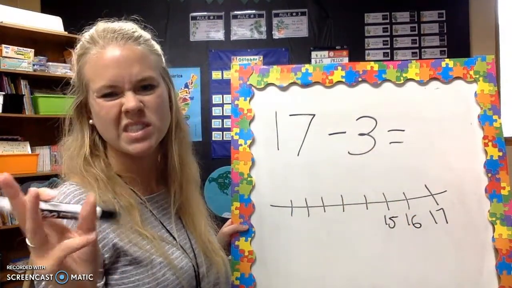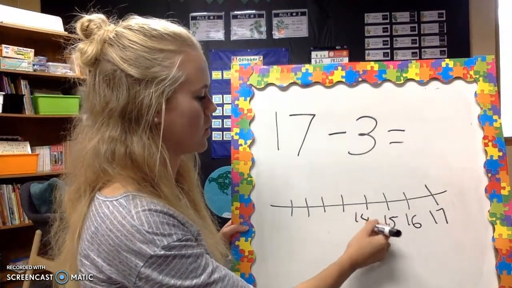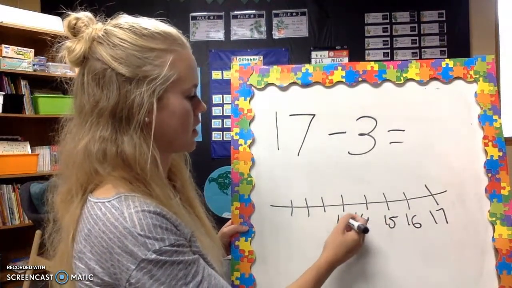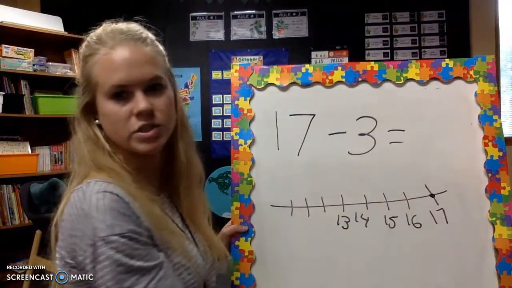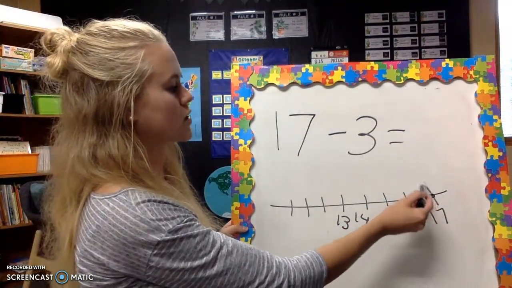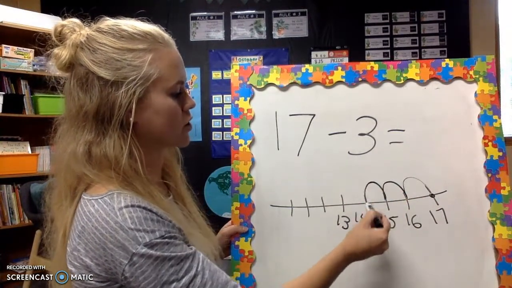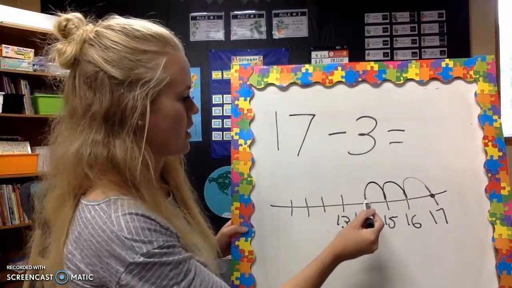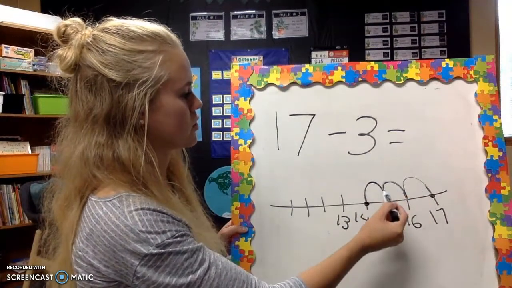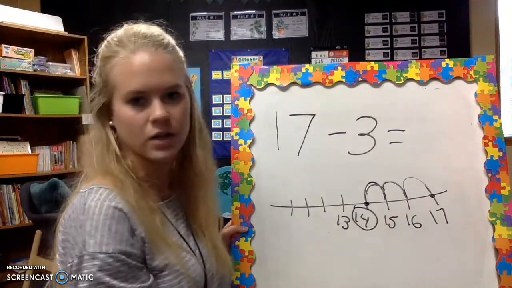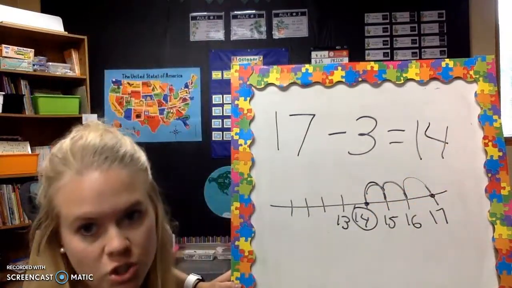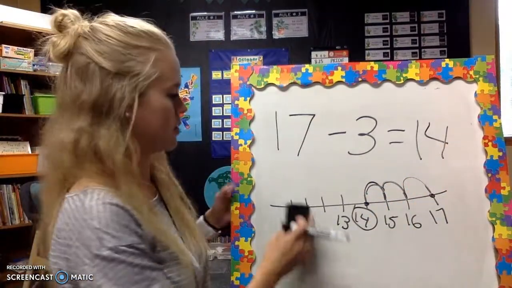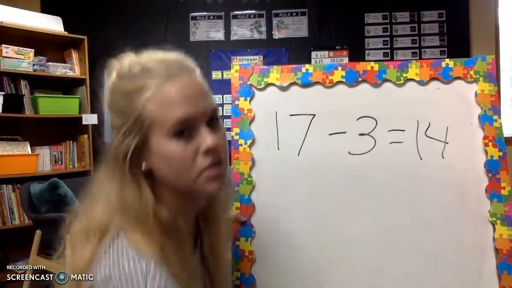Now I'm only subtracting 3. I'm not subtracting a lot, so I don't need to make a full number line. I'm just going to draw a few. I'm going to start at 17 and I'm going to make 3 jumps. Now when we subtract, we jump backwards, so make sure you're going the right direction. I jumped backwards 1, 2, 3. And what did I land on? 14.